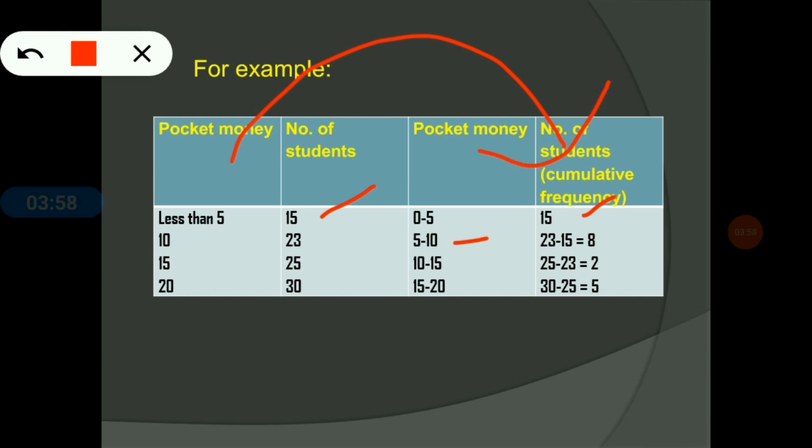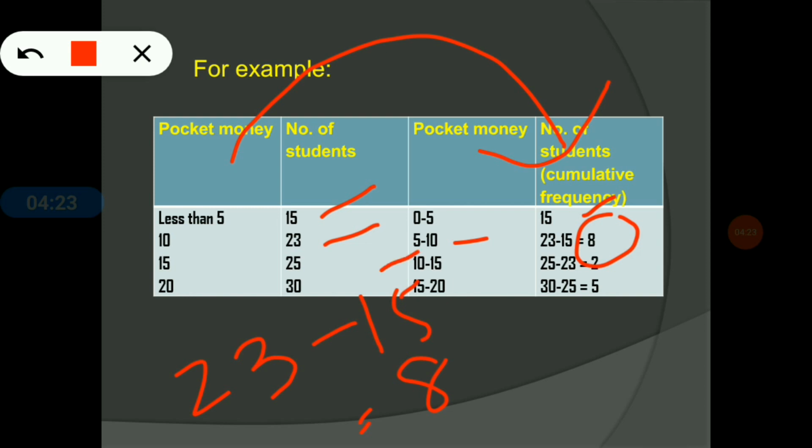But going to the second class, that is 5 to 10, the simple frequency is 8. Because what do we get? Deducting the frequency of the previous class, that means 15, from the frequency of the present class, that means 23, equals 8. Now going to the third one, that is the 10 to 15 class: 25 minus 23 equals 2. And going to the last one, that is 30: 30 minus 25 equals 5.